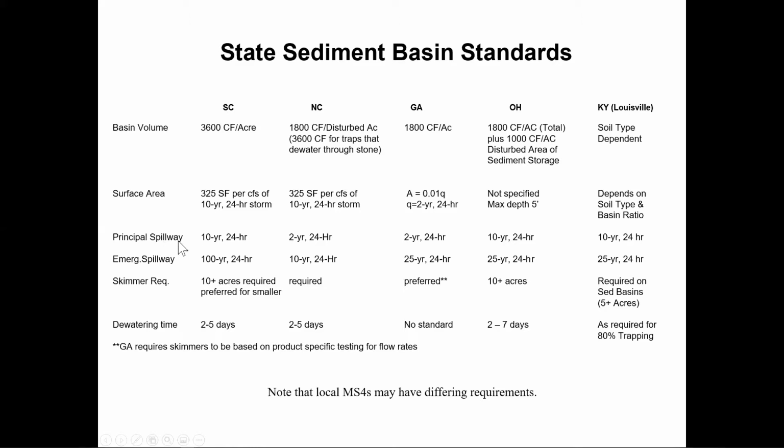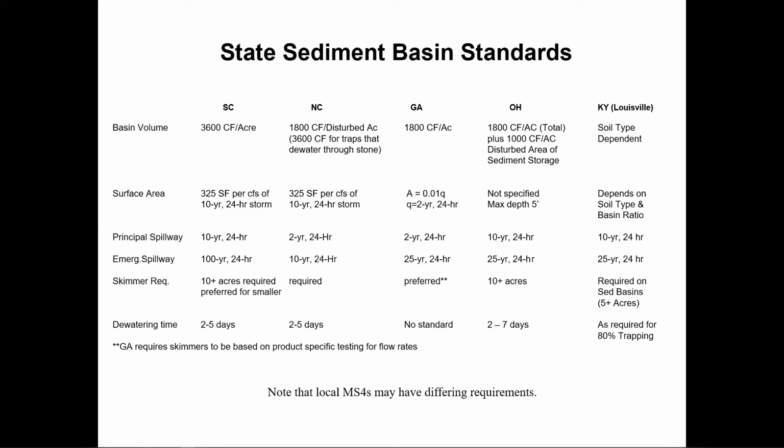The principal spillway would typically include the skimmer and the riser structure, and it may also include any other orifice or openings in the riser if you have any. But that varies from a 2-year requirement to a 10-year requirement depending on the states. States have a requirement for emergency spillways for your overflow in larger storms. Again, that ranges from a 10-year requirement in North Carolina, 25-year in Georgia, Ohio, and Kentucky, and 100-year in South Carolina.